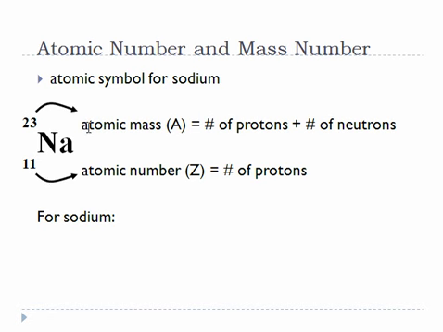What is the definition of your atomic mass? That is the number of protons plus the number of neutrons. We don't include the number of electrons in there because the electrons don't weigh very much at all. In fact, they are so small that their mass is pretty much insignificant. That's why we only really count protons and neutrons in the actual mass of the atom. The atomic number always tells you the number of protons.